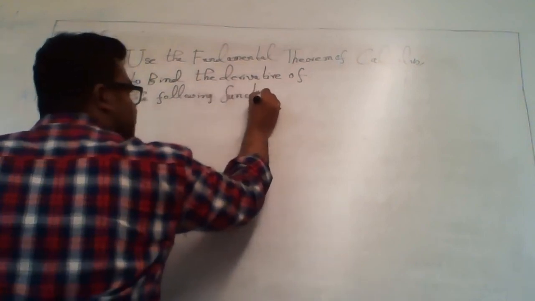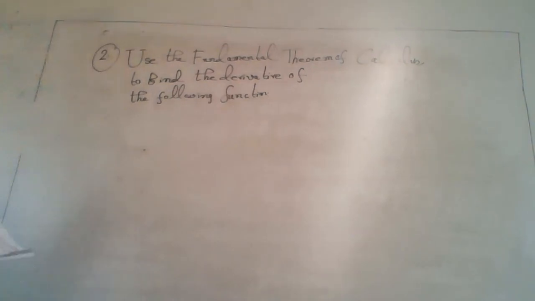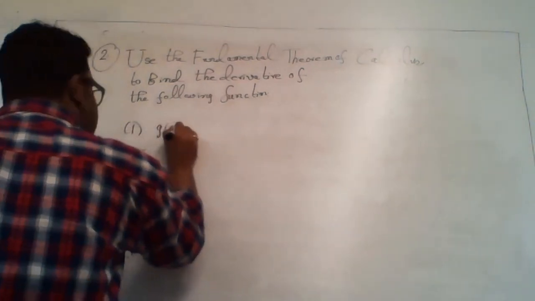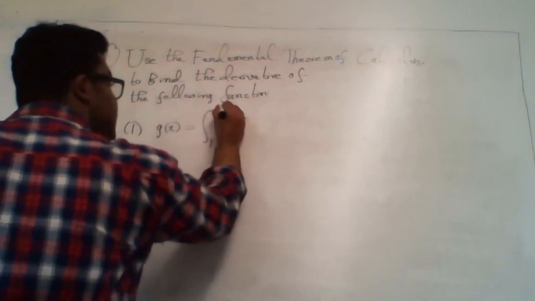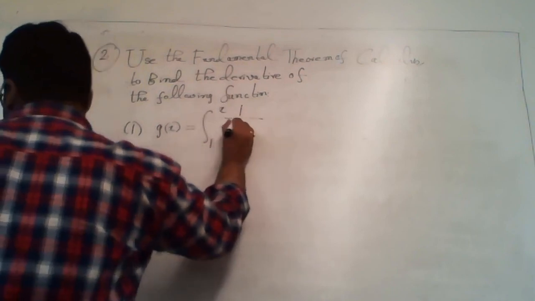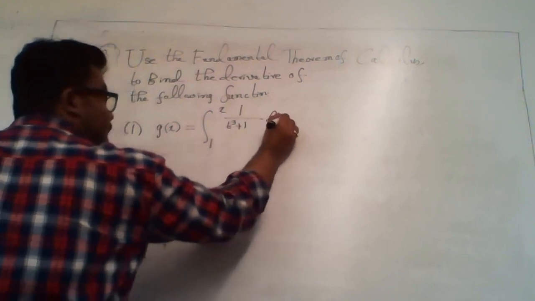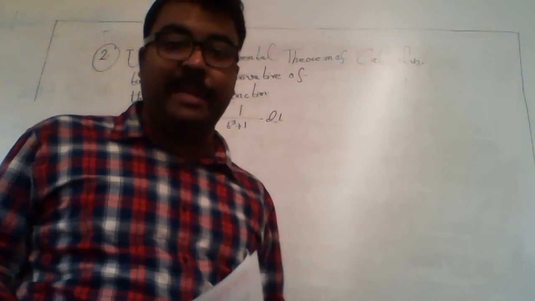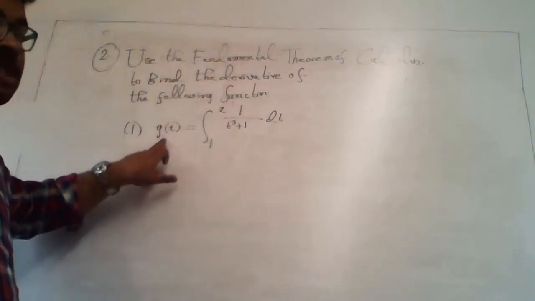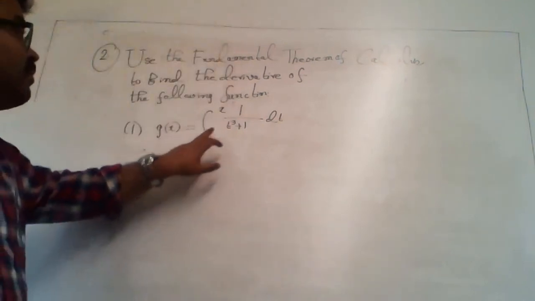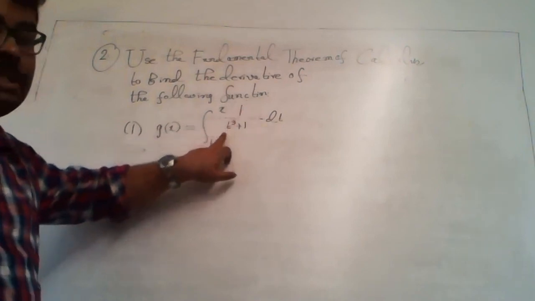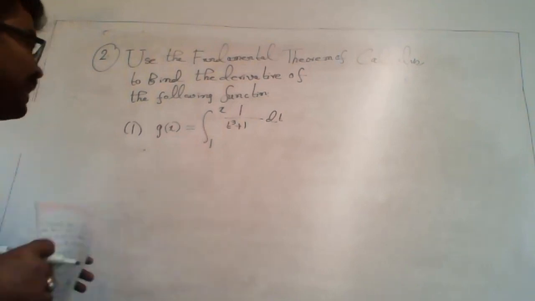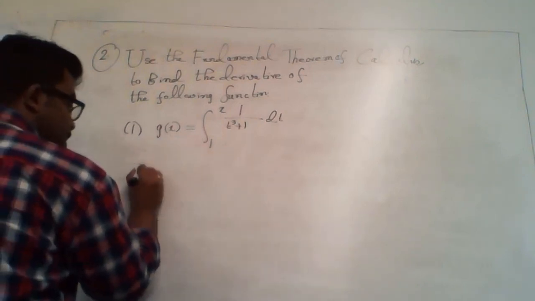Very easy. So let's take the first problem. Let g(x) be the integral from 1 to x of 1 by t cubed plus 1 dt. This is a very easy problem. You are given a function g(x) equal to the integral from 1 to x of 1 by t cubed plus 1 dt, and you are asked to find the derivative of this function. So the derivative of g means g prime x.